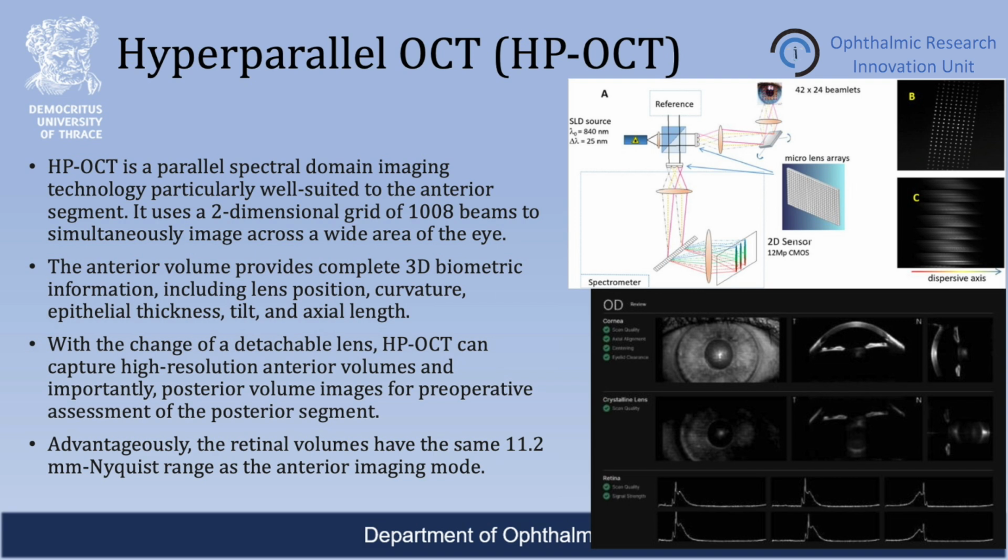Another modern biometry technology is hyperparallel OCT, which is a parallel spectral domain imaging technology particularly well suited to the anterior segment. It uses a two-dimensional grid of 1008 beams to simultaneously image across a wide area of the eye. The anterior volume provides complete three-dimensional biometric information, including lens position, curvature, epithelial thickness, tilt, and axial length. With the change of a detachable lens, hyperparallel OCT can capture high-resolution anterior volumes and, importantly, posterior volume images for preoperative assessment of the posterior segment.